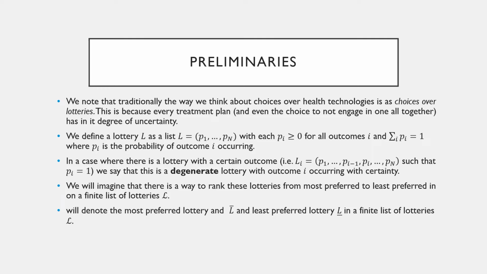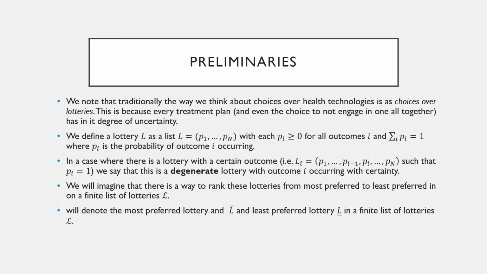We define a lottery as a list P1 to Pn, with each Pi being greater than or equal to 0 for all outcomes i, and the sum of each of these Pi terms being equal to 1, where Pi is the probability of outcome i occurring. In a case where there's a lottery that has a certain outcome with it, let's call this Li, which goes from 1 to n, where Pi is equal to 1 and everything else is equal to 0, we call this a degenerate lottery, with outcome i occurring with certainty.